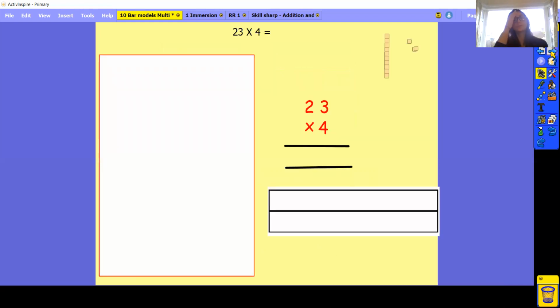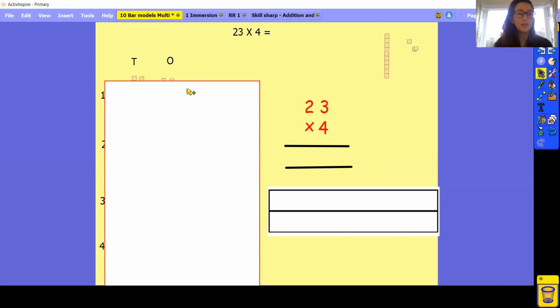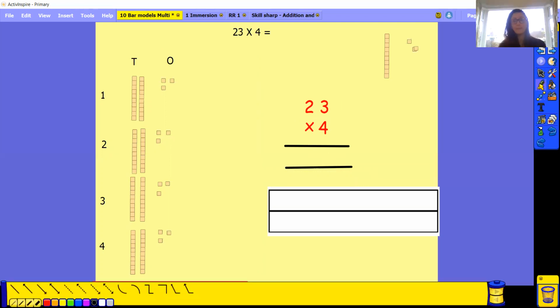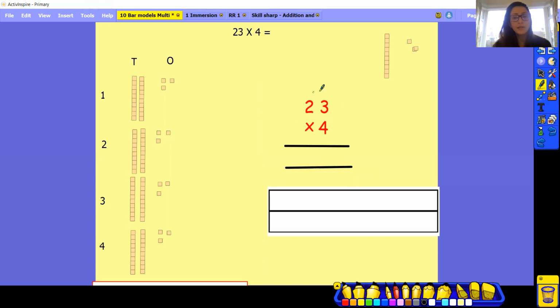Right, so when you're doing your work today, you're going to do your column method and your bar model for me, okay? This is just a visual representation of your multiplication. You can use it if you want to, however, I think a lot of us are quite confident with this method here. So remember, we have 23 times by 4, okay?